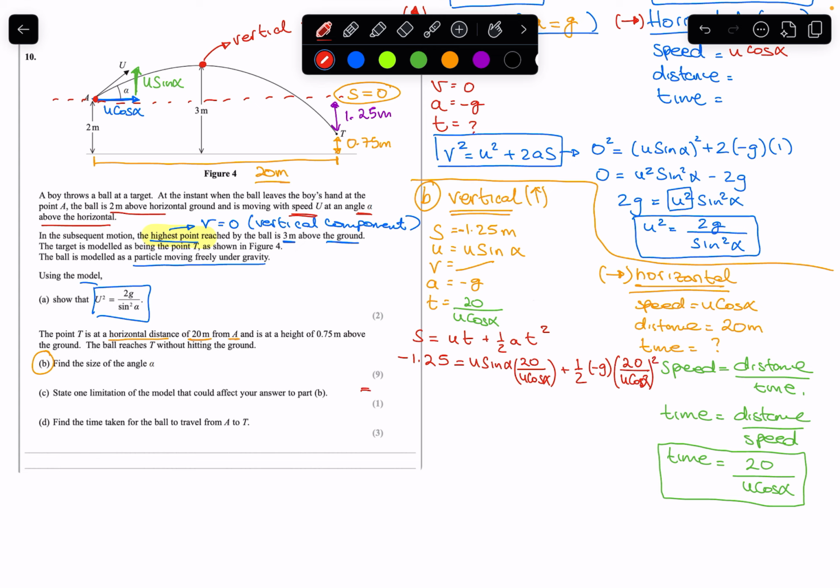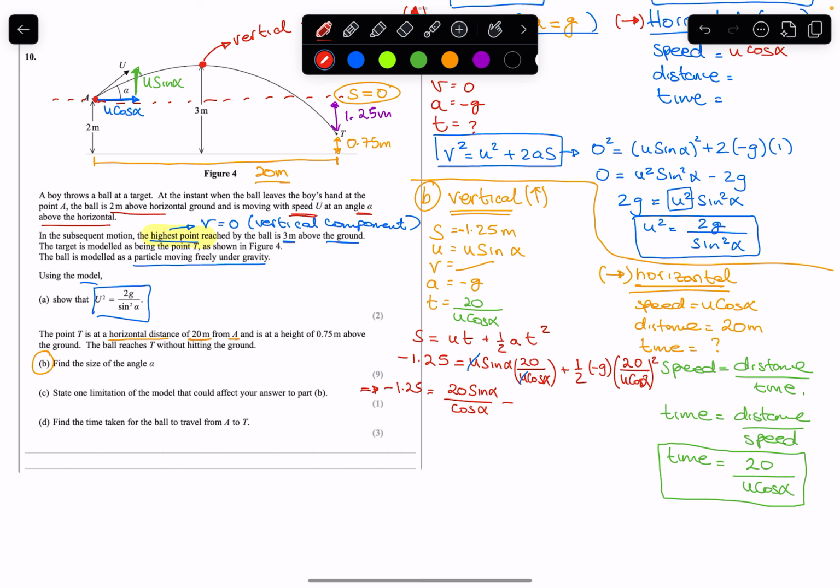So let's try to move a bit more on the left hand side. So that becomes minus 1.25, and what happens here is my u and my u cancel each other out, and therefore that is equivalent to 20 sine alpha over cos alpha, and in this case here that becomes minus g.